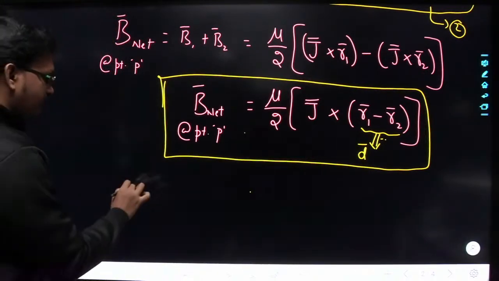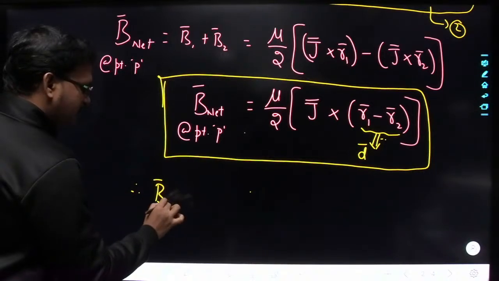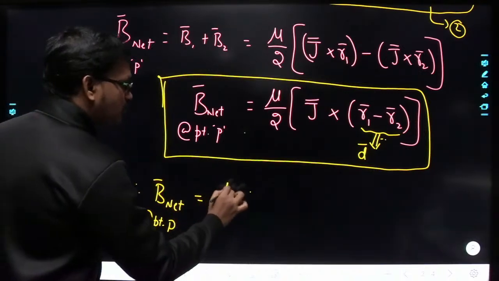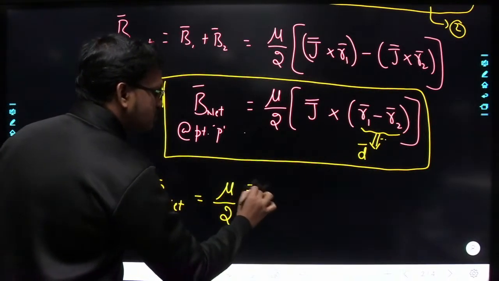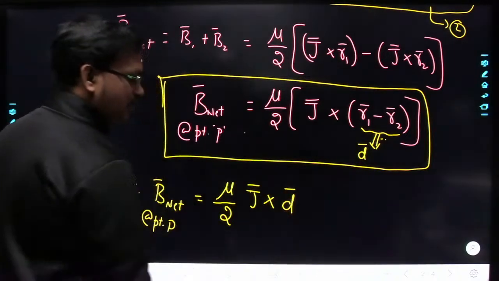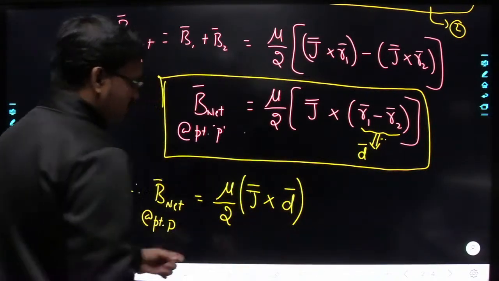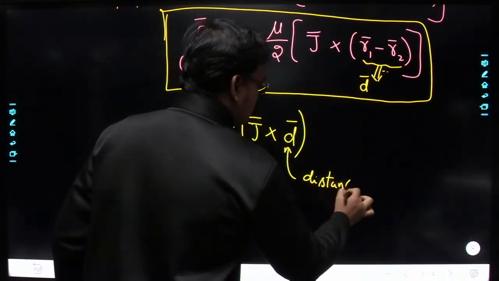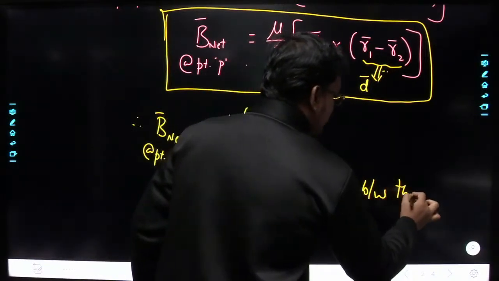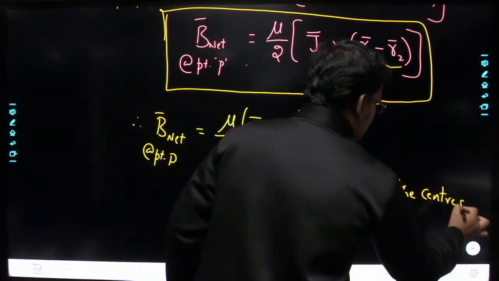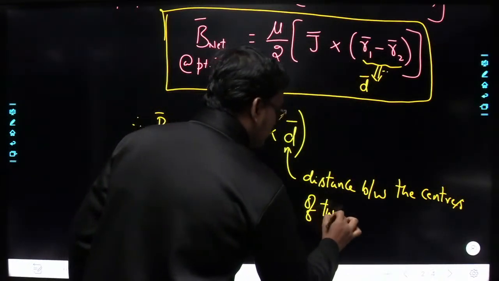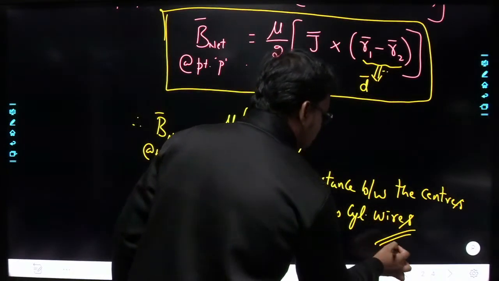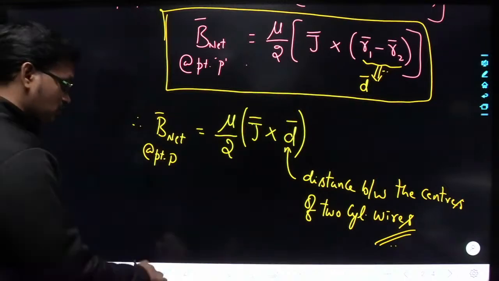Understood? So therefore the net magnetic field at point P is equal to mu by 2 into z bar cross D bar, where this D bar is nothing but the distance between the centers of the two cylindrical wires.